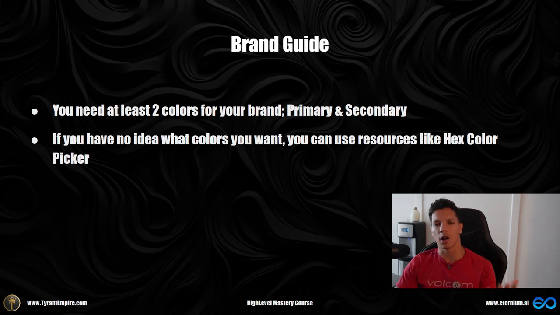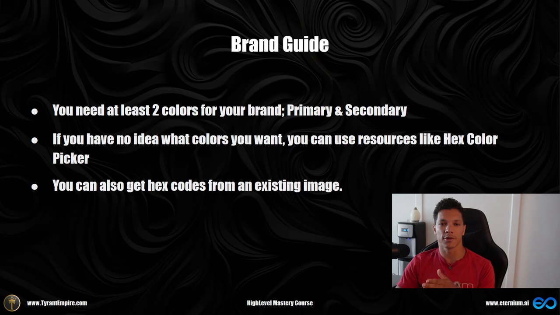But if you followed along with the logo creation process that we just went through, you should hopefully have colors on your logo, which you can look at in the file to see which hex colors those are and use those in your brand guide. Or if not, you can get those hex codes from an existing image. You can just upload your logo to the hex code color picker and get those hex codes directly from your image. I'll have a link to that for you.